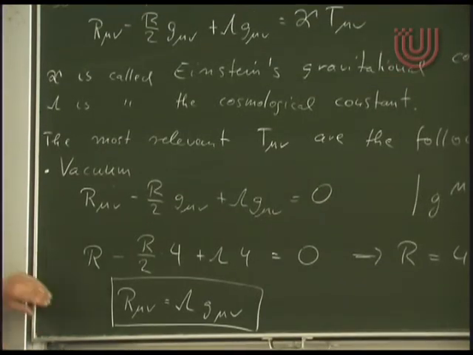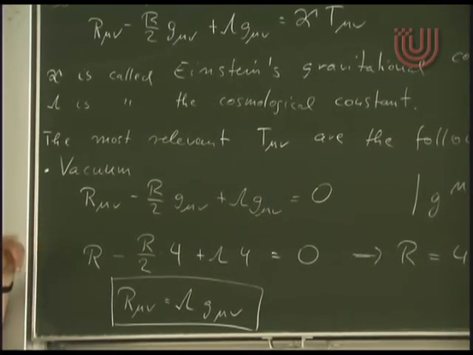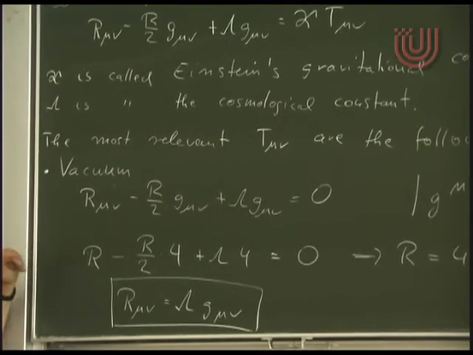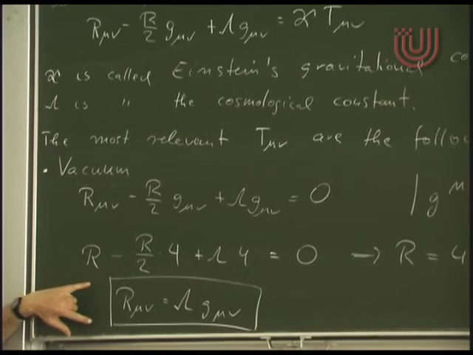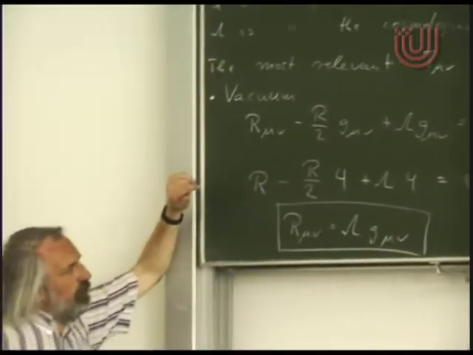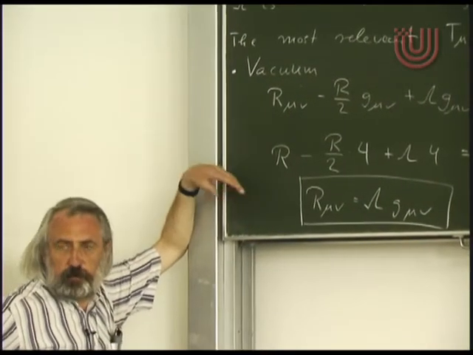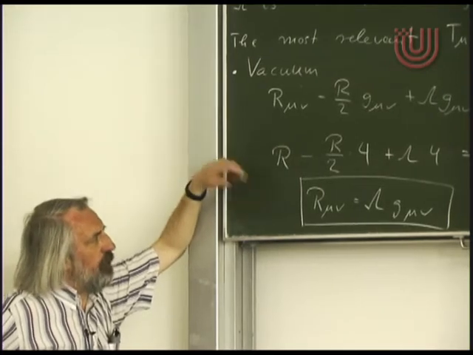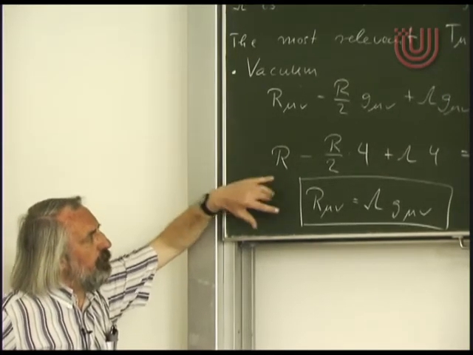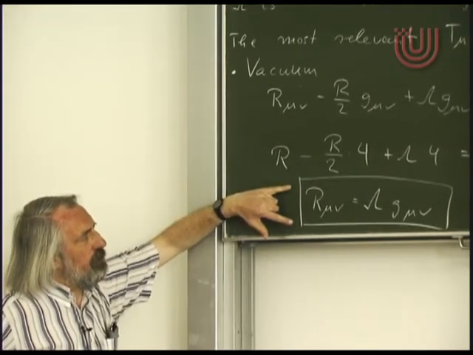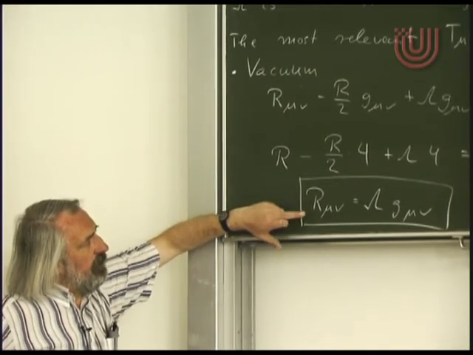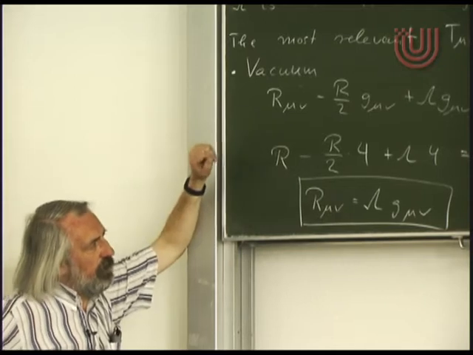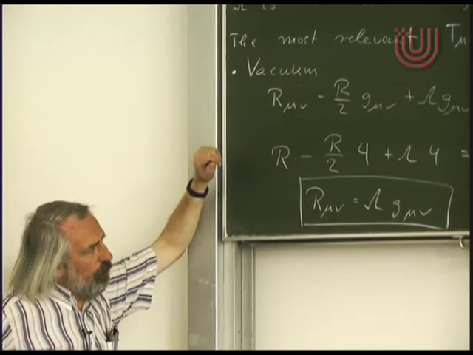So because these metrics which satisfy this equation come out of Einstein's theory, metric tensors which satisfy these are called Einstein spaces or Einstein manifolds. A pseudo-Riemannian manifold where the metric tensor satisfies this here is called an Einstein space or an Einstein manifold. So that's the case when the Ricci tensor is just a scalar multiple of the metric tensor.